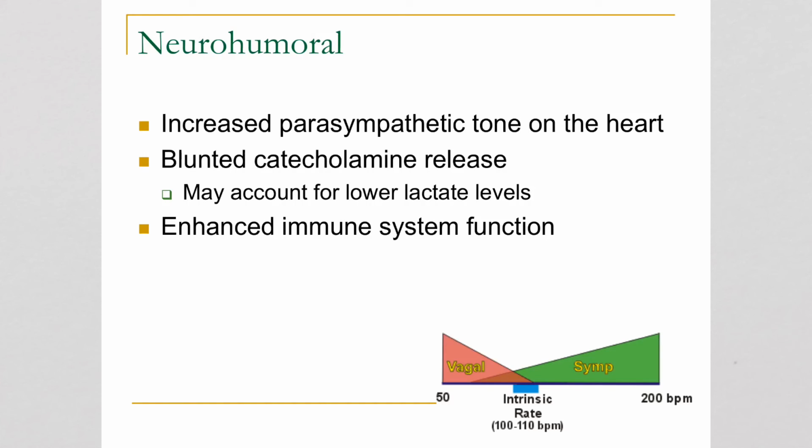Neurohumoral, I mentioned this earlier, but to make this point again, you see increased parasympathetic tone on the heart. So remember, the parasympathetic system keeps the tone high to keep the heart rate low at rest, and as you start exercising, you see that ramp go down. But post-training, you have a blunted catecholamine response, which helps keep your heart rate lower. So the sympathetic system is less active, and the parasympathetic more active. We also have improvements in our immune system. There are whole lines of research looking at how exercise can benefit your immune system.